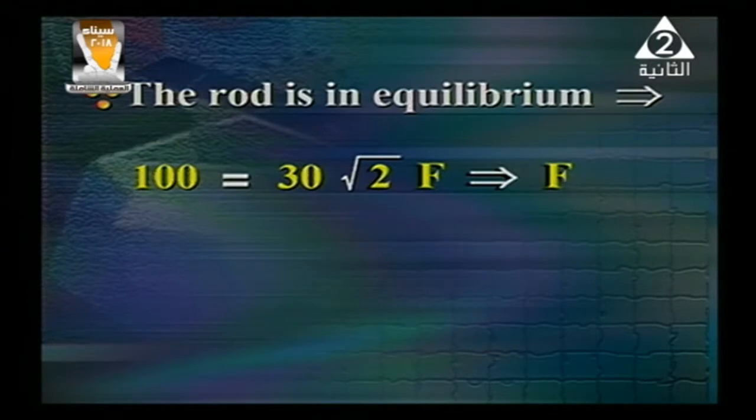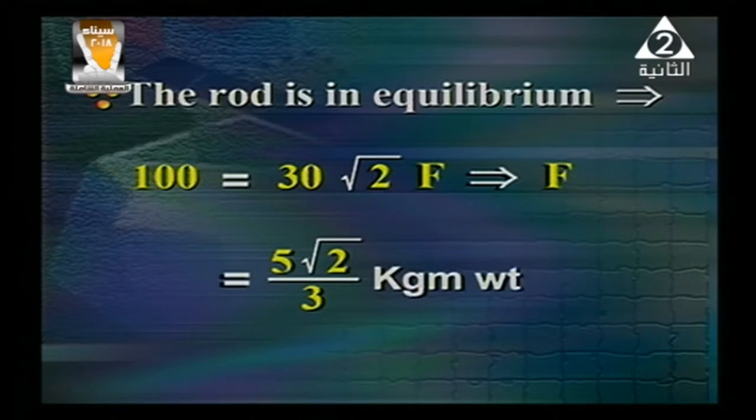What is the value of F? We divide 100 by 30 root 2. The answer is 5 root 2 over 3 kilogram weight.